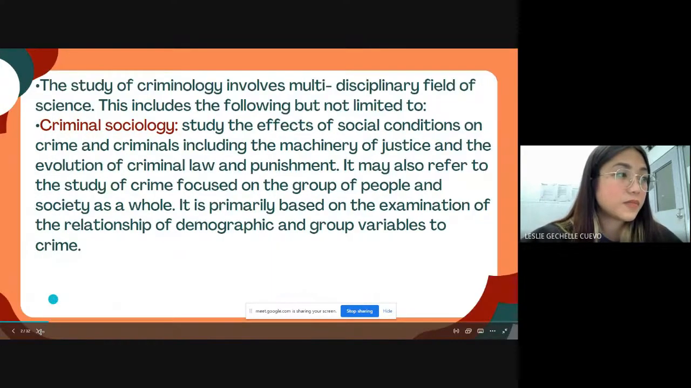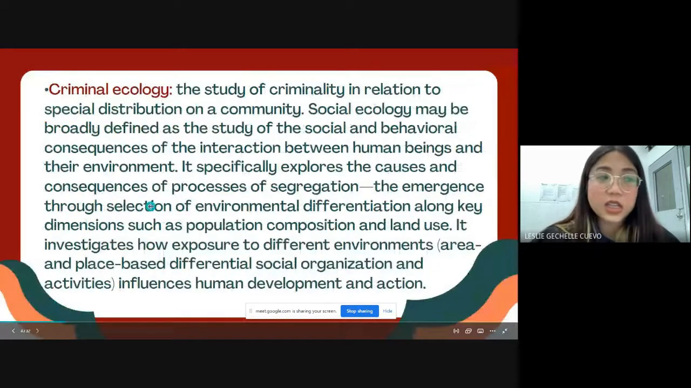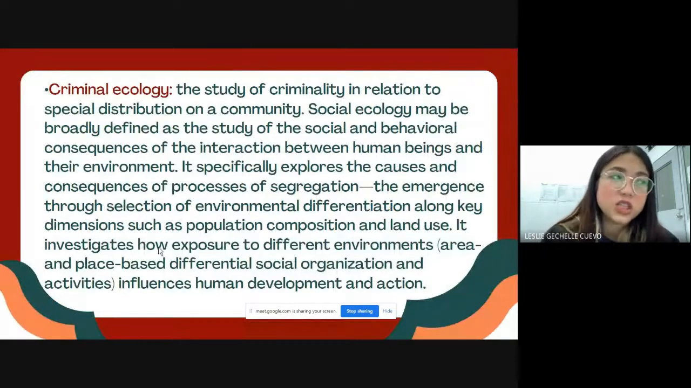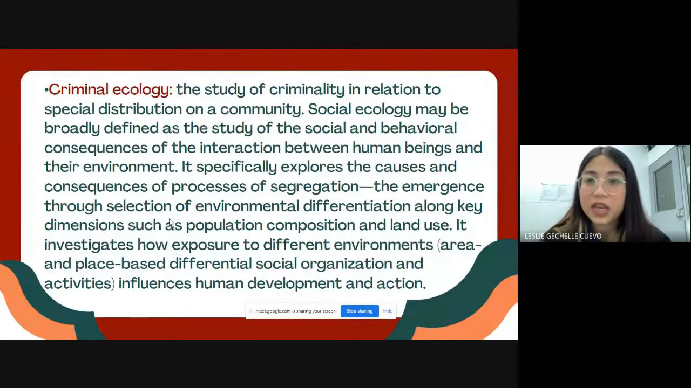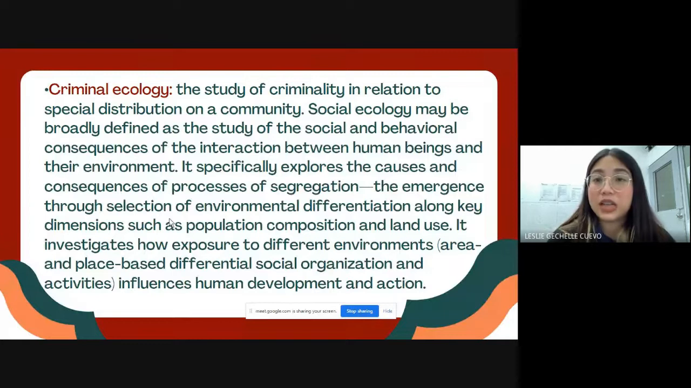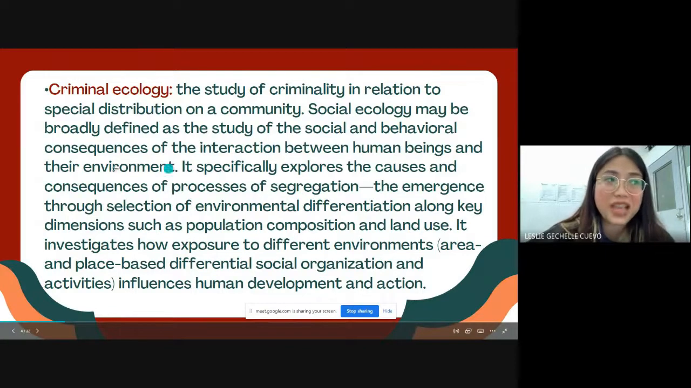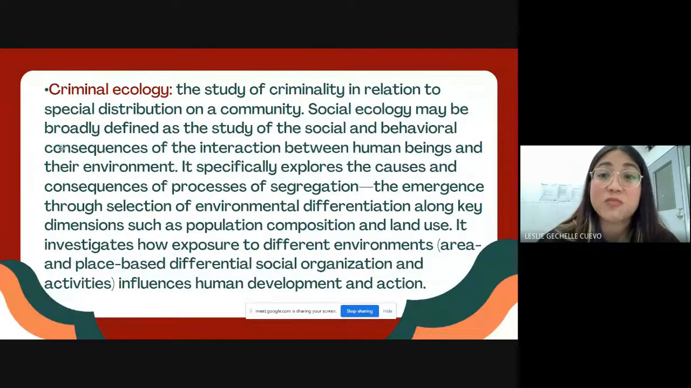Next is criminal ecology, the study of criminality in relation to spatial distribution in a community. Social ecology may be broadly defined as the study of the social and behavioral consequences of the interaction between human beings and their environment. It specifically explores the causes and consequences of processes of segregation, the emergence through selection of environmental differentiation along key dimensions such as population composition and land use. So, literal na tungkol sa ecology, ito, interaction between human beings and their environment, as in yung physical environment kung nasaan sila.